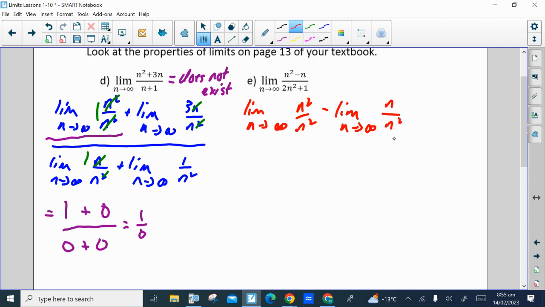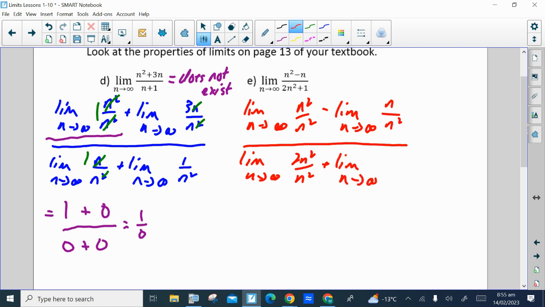So the second term on top will be n over n squared. On the bottom, we'll have the limit as n approaches infinity of 2n squared over n squared, plus the limit as n approaches infinity of 1 over n squared. So I broke it up using the properties of limits, and also I divided each term by the highest power of n, which is n squared.